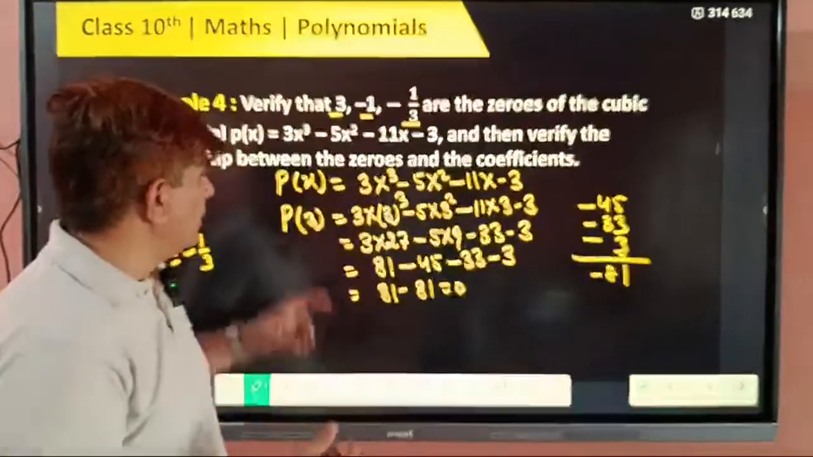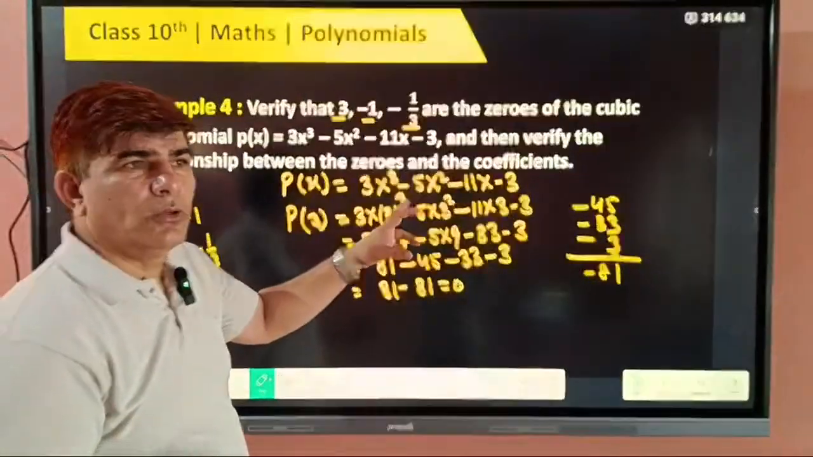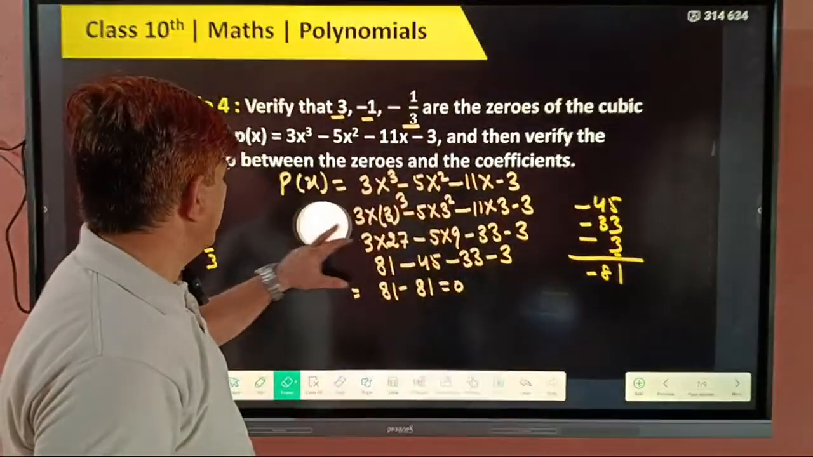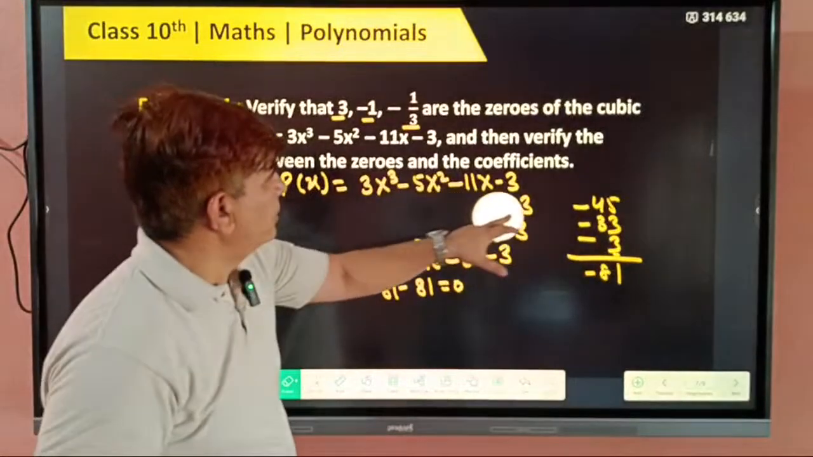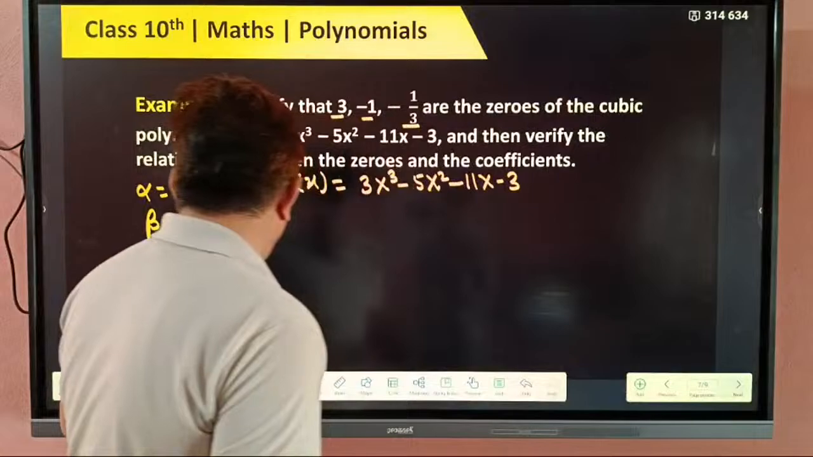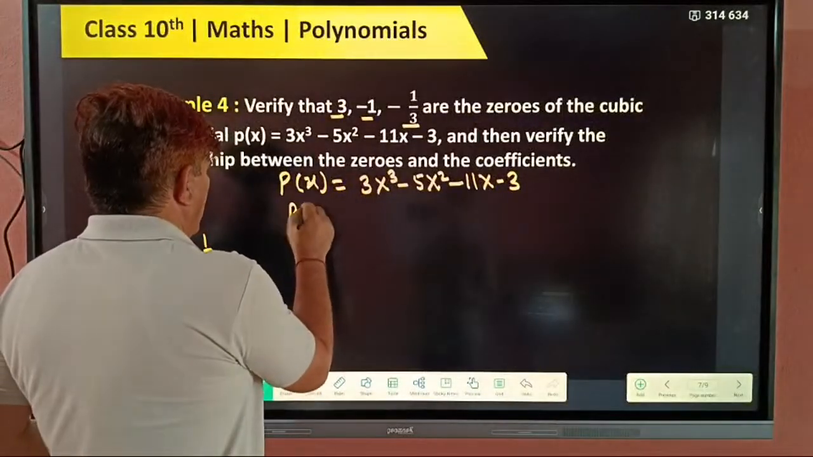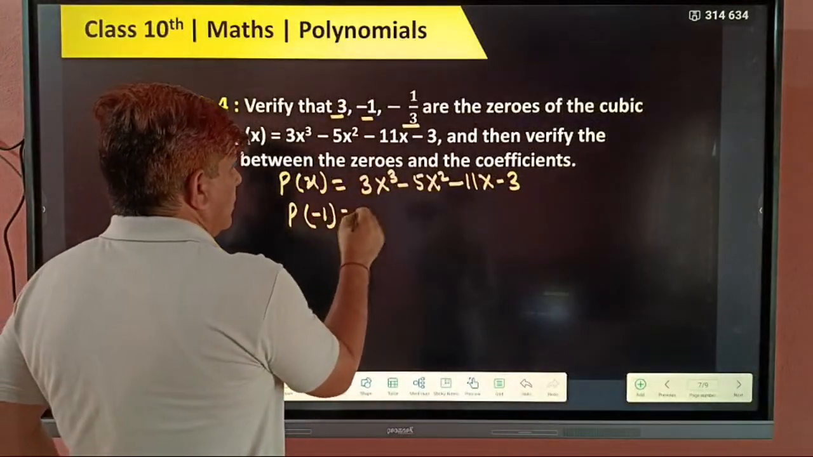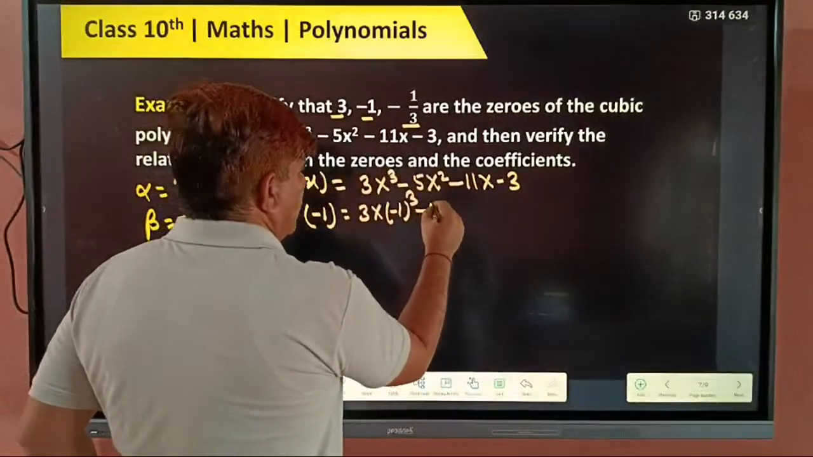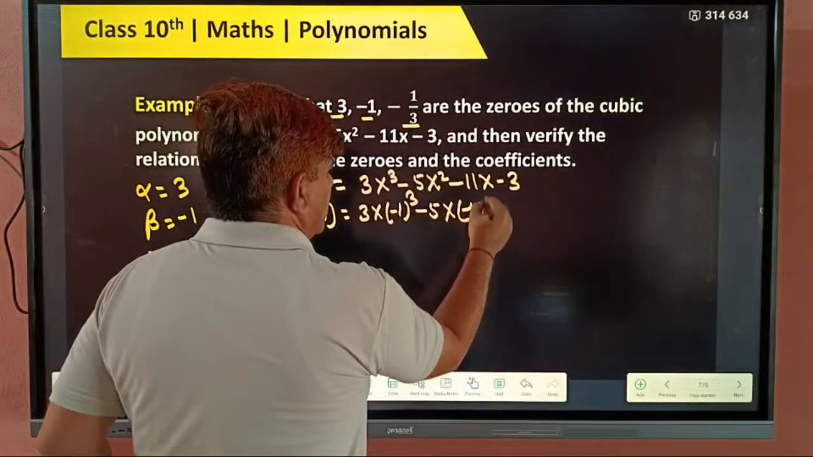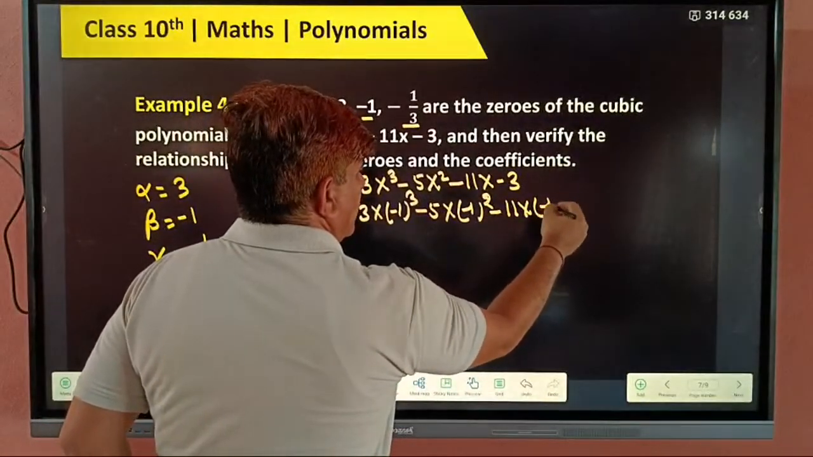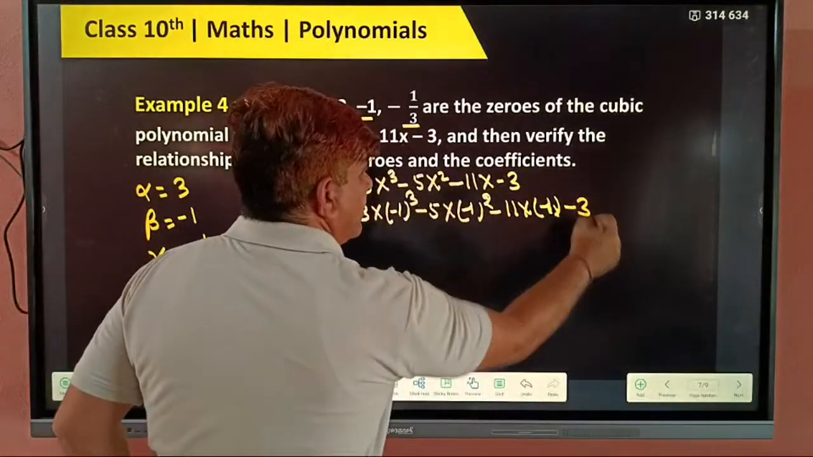So what's its meaning? 3 is a zero of this polynomial. Next is what? Minus 1. So again we can put the value. p of minus 1 is 3 into cube of minus 1, minus 5 into minus 1 square, minus 11 into minus 1, minus 3.